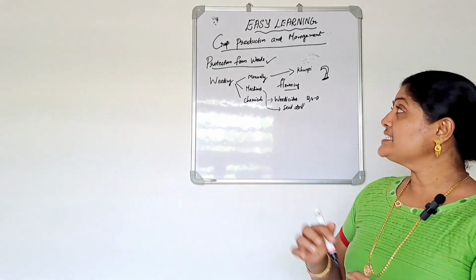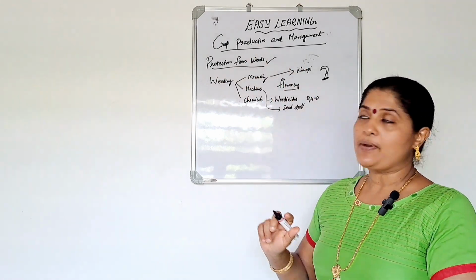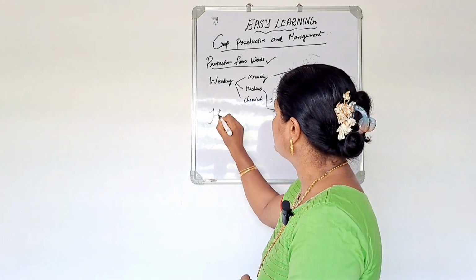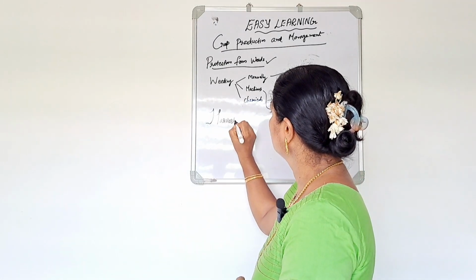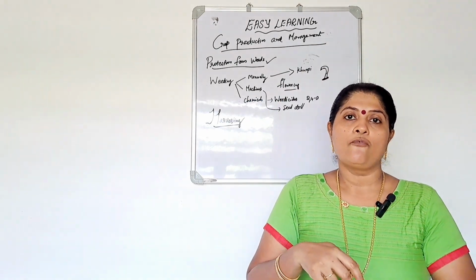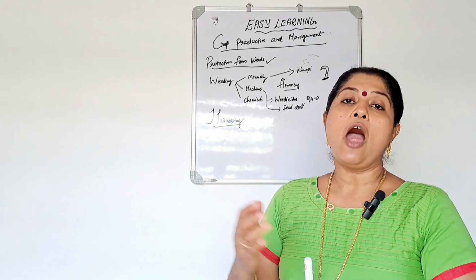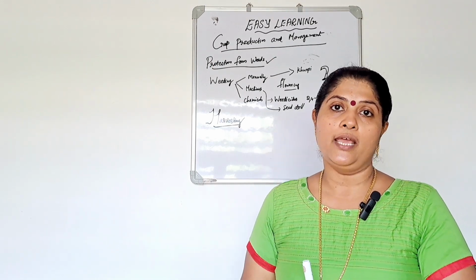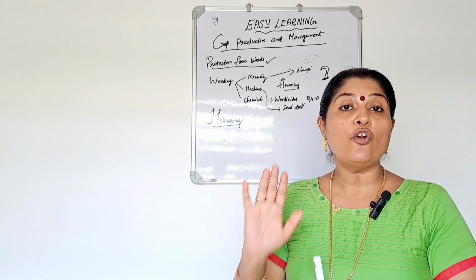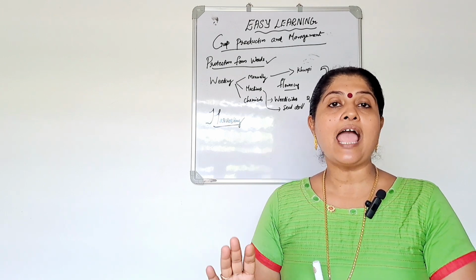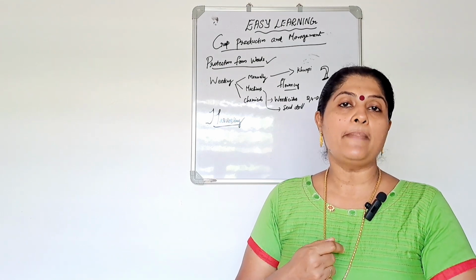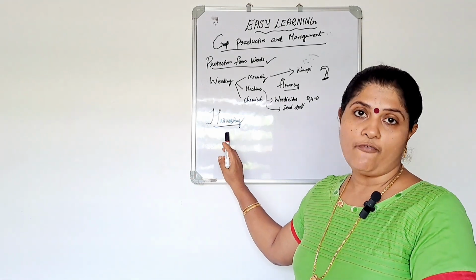So the next step of agricultural practice. This is the fifth step, protection from weeds. The next step is the harvesting step. What is meant by harvesting? From the term itself we know that after the crops become matured, when they are fully grown in size, it is time for them to be cut. The process of cutting the crop when they are matured is known as harvesting.